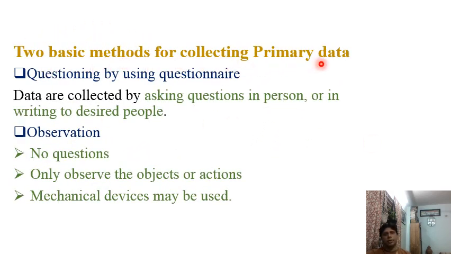Two basic methods for collecting primary data. There are two methods we can use for collecting primary data. One method is questioning, and these questioning activities will be done by using a questionnaire. Questioning or interviewing people, where data are collected by asking questions in person or in writing, to desired people. Desired people means the desired sample. So this data can be collected by questioning, by using a questionnaire.